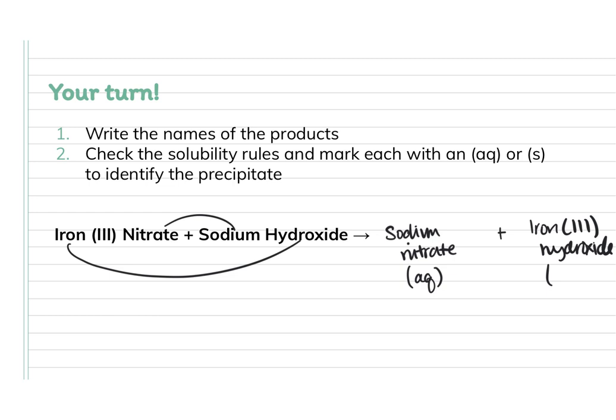And if I look for the rules for hydroxides, that's going to be found in rule number 6. All oxides and hydroxides are insoluble except those of alkali metals, ammonia, strontium, barium, or calcium. And iron is not one of those exceptions, so that means it's going to be a solid, and this reaction is going to work and go to completion.